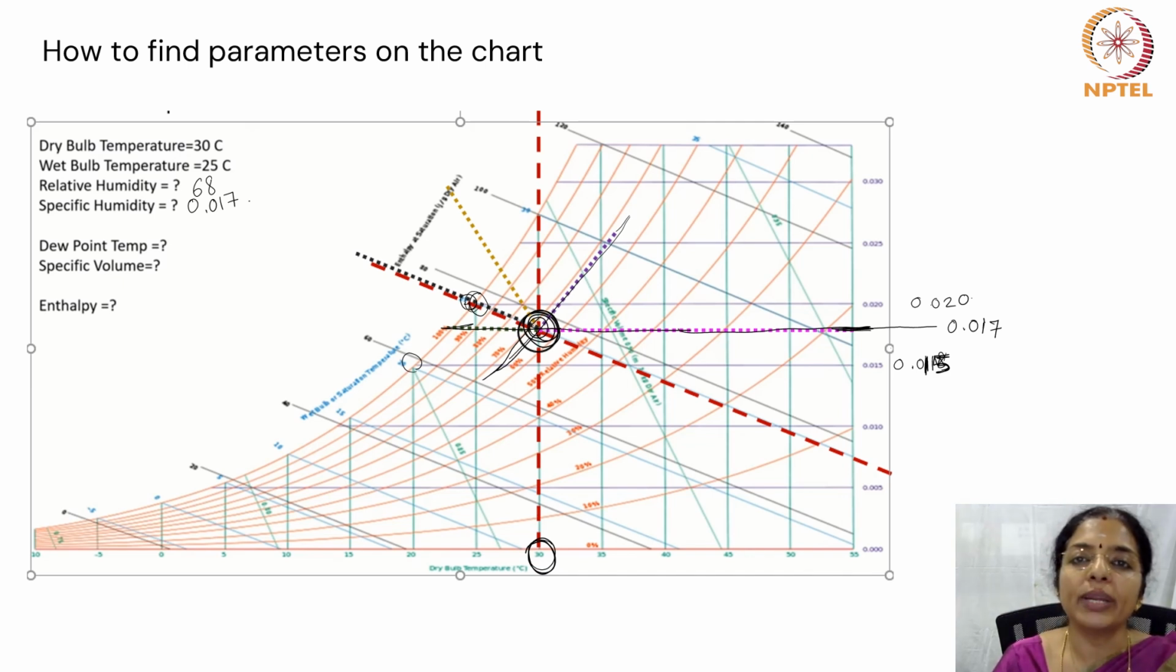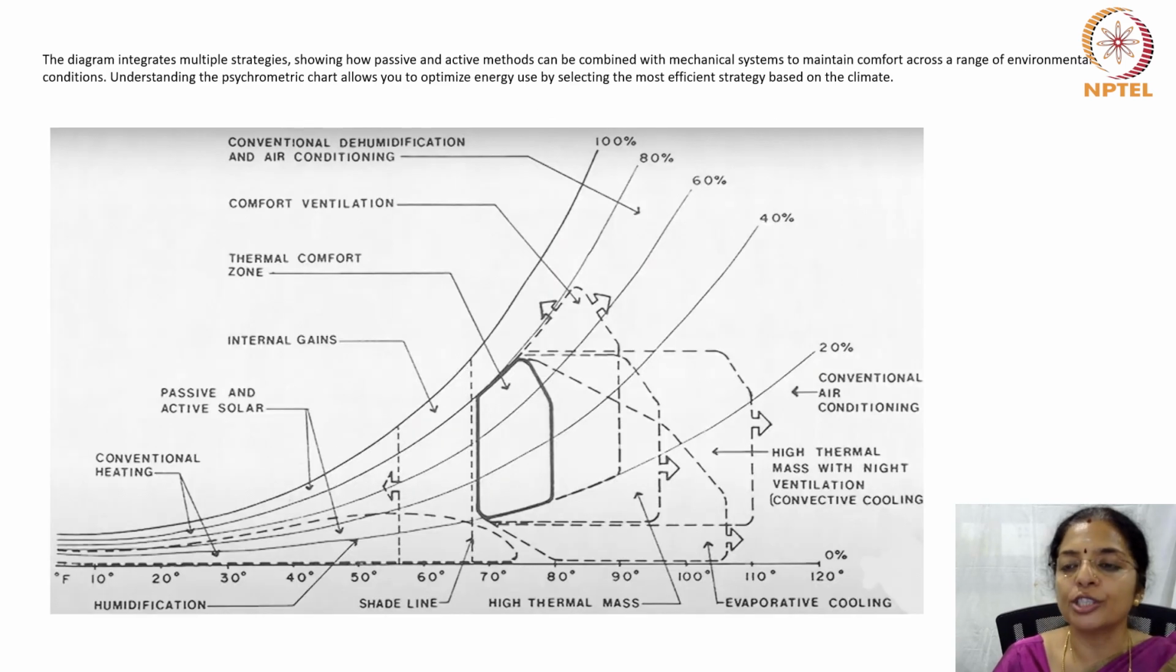Like this, we can find various climatic parameters based on what is already existing in the chart for various combinations of dry bulb temperature, wet bulb temperature, relative humidity, and so on. We are not going to find this actually, because you don't need to in today's world, since there are a lot of softwares and I'll be teaching you all that.